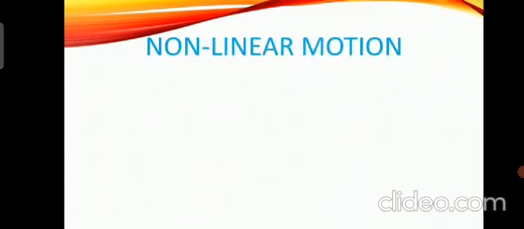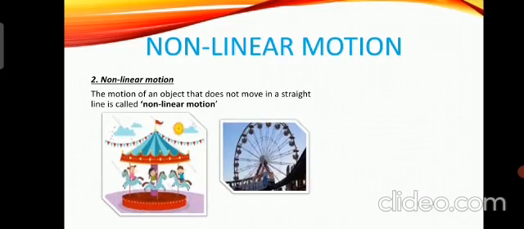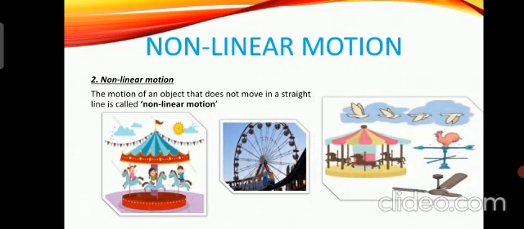Let us study the second type of motion, that is non-linear motion. The motion of an object that does not move in a straight line is called non-linear motion. For example, merry-go-round, giant wheel, motion of the birds flying in the sky.